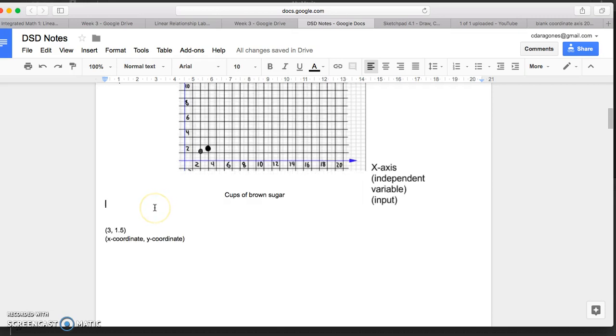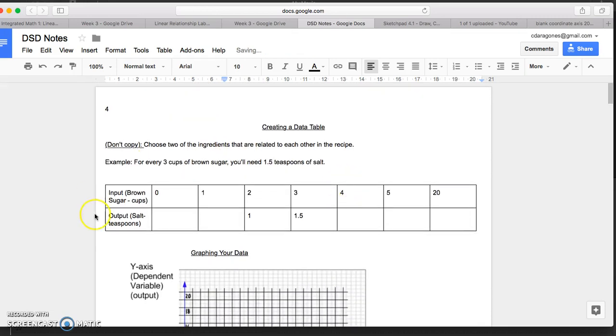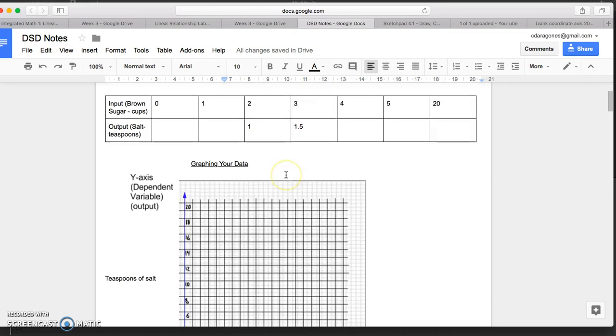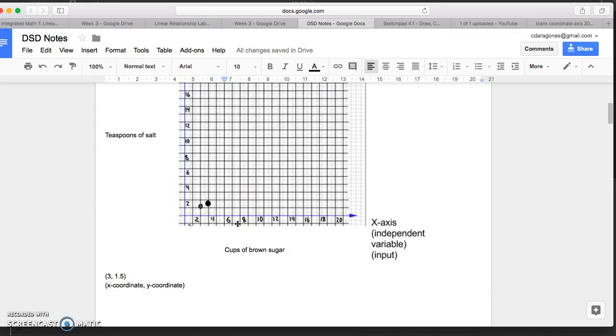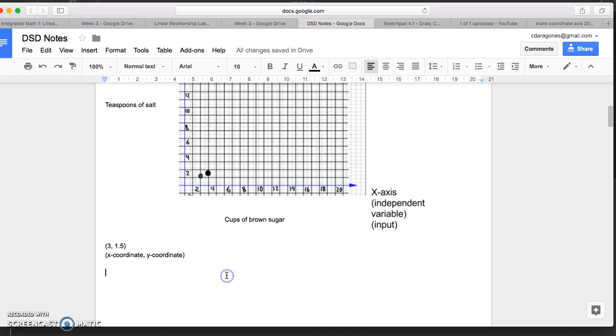Okay. So go ahead, graph all your data in your table and see if you can see some kind of pattern to what's going on. So after you graph your data, answer this question. What do you notice about the points you graphed for your data? Why do you think this is happening?